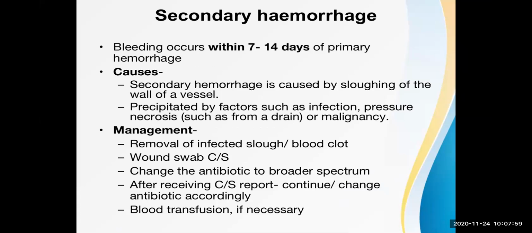Another type of bleeding is the secondary hemorrhage. Now, according to definition, here the bleeding occurs within 7 to 14 days of primary hemorrhage. And the most important cause is sloughing of the wall of a blood vessel because of infection. Now, let me underline this for you. So see there, the most important cause is sloughing of the wall of a vessel caused by infection. Remember this. That's why it is taking a bit of time to develop.